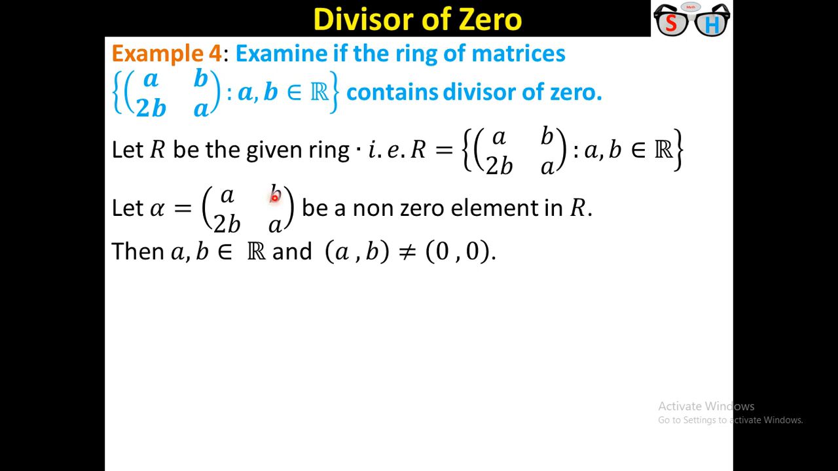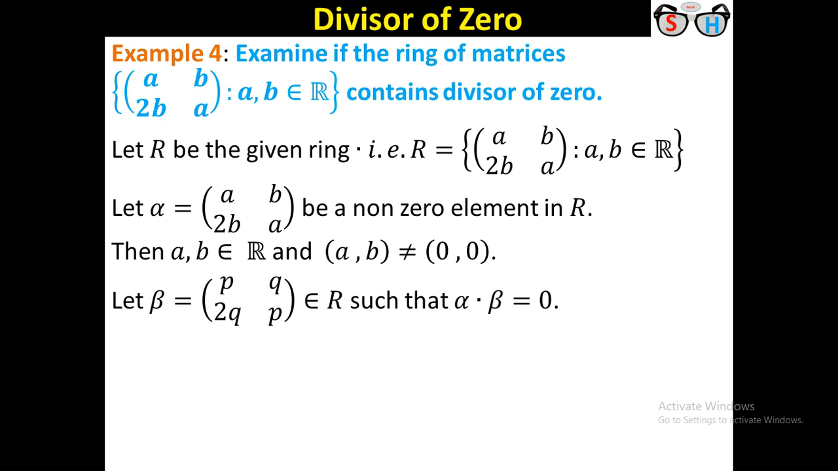We have to check whether alpha is a left divisor of 0 or not. For that purpose, we consider beta, the matrix [[p, q],[2q, p]], such that alpha beta equals 0. If we can show that beta is a non-null matrix, that is, at least one of p, q is non-zero, then we can conclude that alpha is a left divisor of 0. Otherwise, alpha is not a left divisor of 0. Because if it always implies that beta equals 0, then alpha is not a left divisor of 0, because a left divisor of 0 occurs when the multiplication of two non-zero elements is 0.